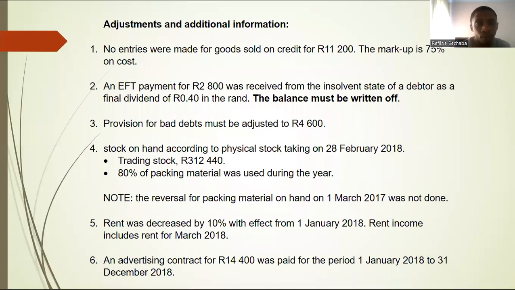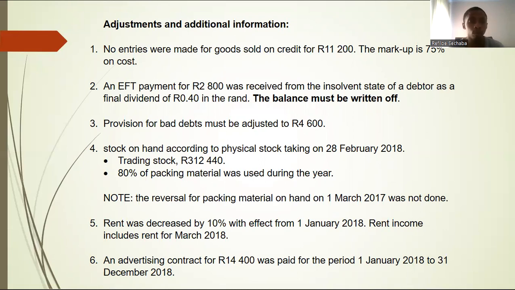The second adjustment says an EFT payment for 2,800 was received from the insolvent estate of a debtor as a final dividend of 0.4 rands, which is 40 cents in the rand. The balance must be written off. Please note that that 2,800 is not what the debtor owes. Instead, it is what we have received. So it represents the 40 cents that we have received. It doesn't represent the total 100% that a debtor owes us.